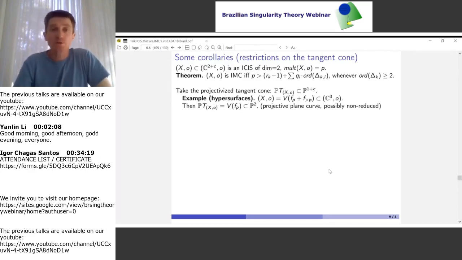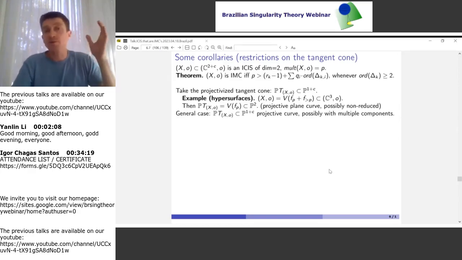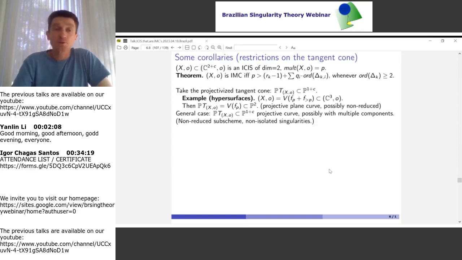Now, it will be important here to keep track of all the multiplicities. So this projective plane curve could be non-reduced. It could have several multiple components. So we will keep track of all the multiplicities. In the general case, we will get a projective curve as well, because we speak about surface singularities, so the projectivized tangent cone will be a curve. And also in the general case, the projective curve will possibly have multiple components. So it could be non-reduced. This happens quite often. So a non-reduced subscheme, and then it will have non-isolated singularities.